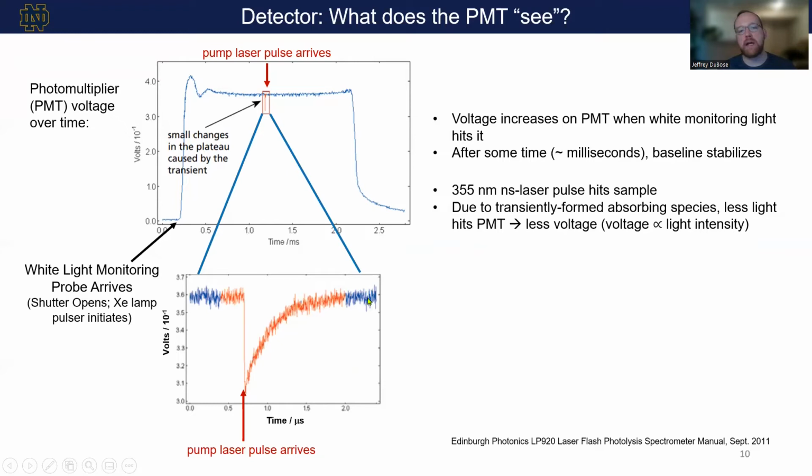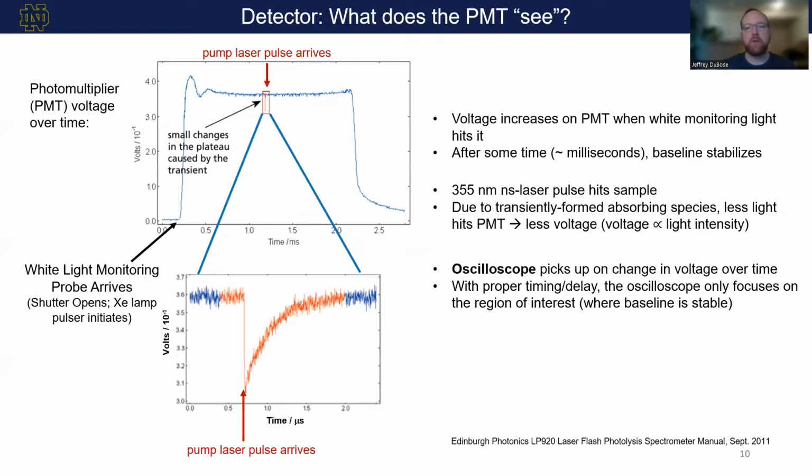And again, this time window is just several microseconds. So this is really the region of interest for nanosecond transient absorption, and this is where we tell everything to look. Really, it's the oscilloscope that's going to be picking up these changes in the PMT voltage over time. That oscilloscope is what gives us this fast time resolution so that we can actually record what's happening on the PMT.